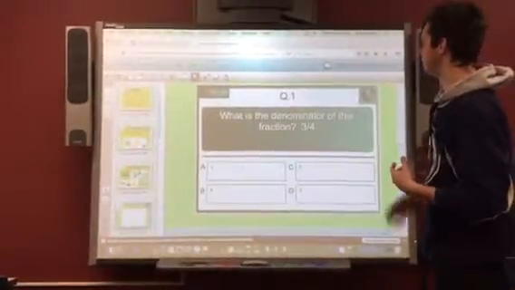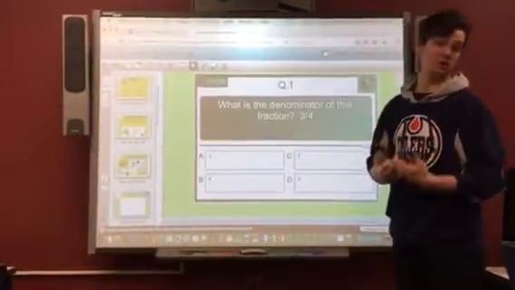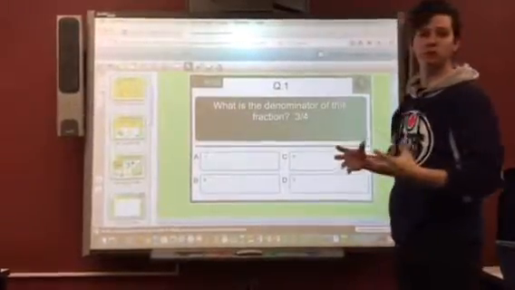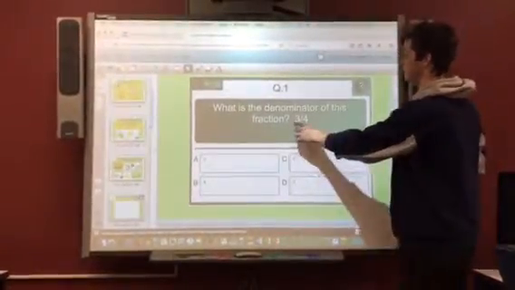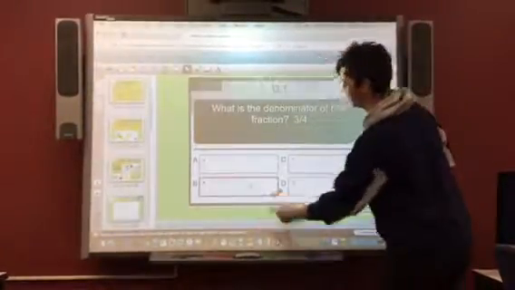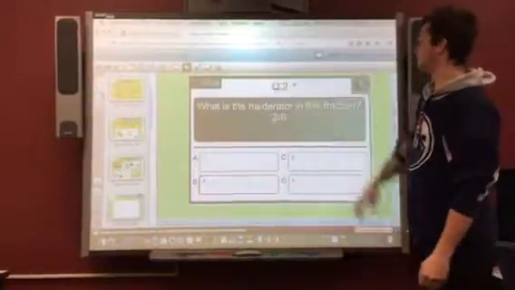So the first question is, what is the denominator of this fraction, 3 out of 4? So we just learned that the denominator is actually the bottom part of the fraction. So that's the total amount that we're dealing with. So we see the second half of this fraction is 4. So let's see if 4 is correct. Perfect, we got a check mark, that's exciting. Then we can move on to the next question.